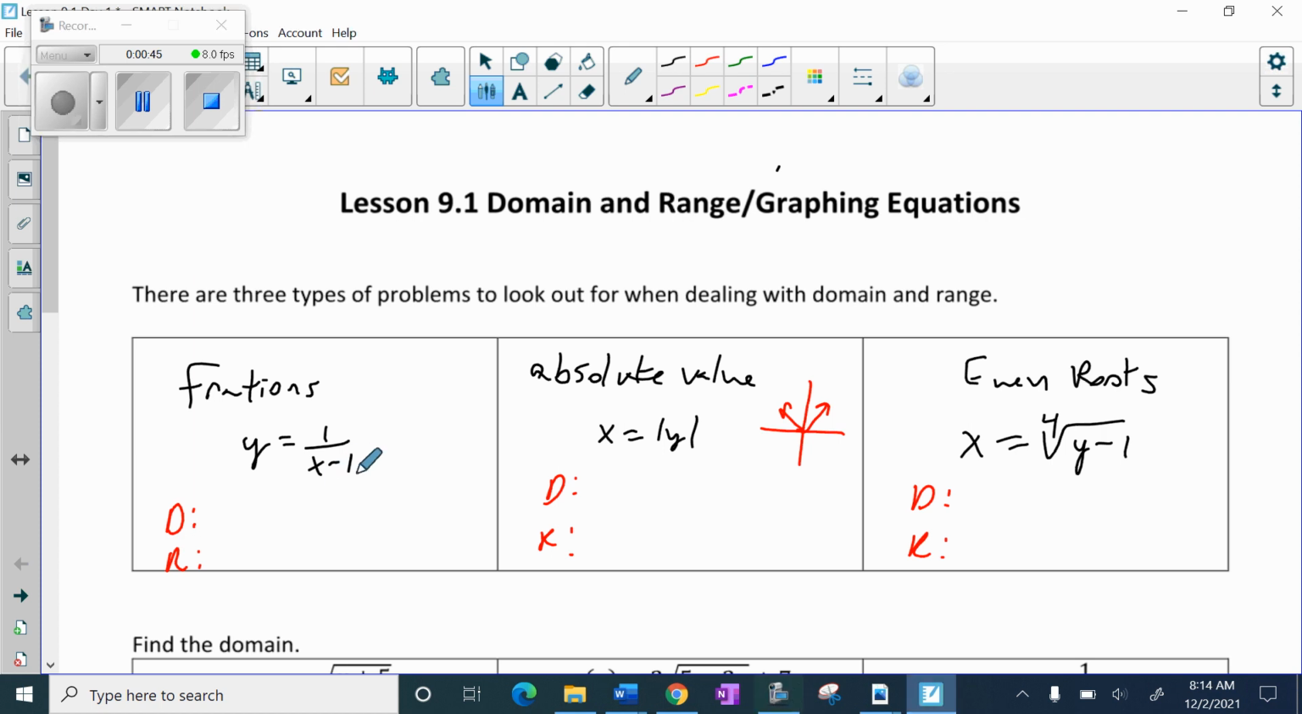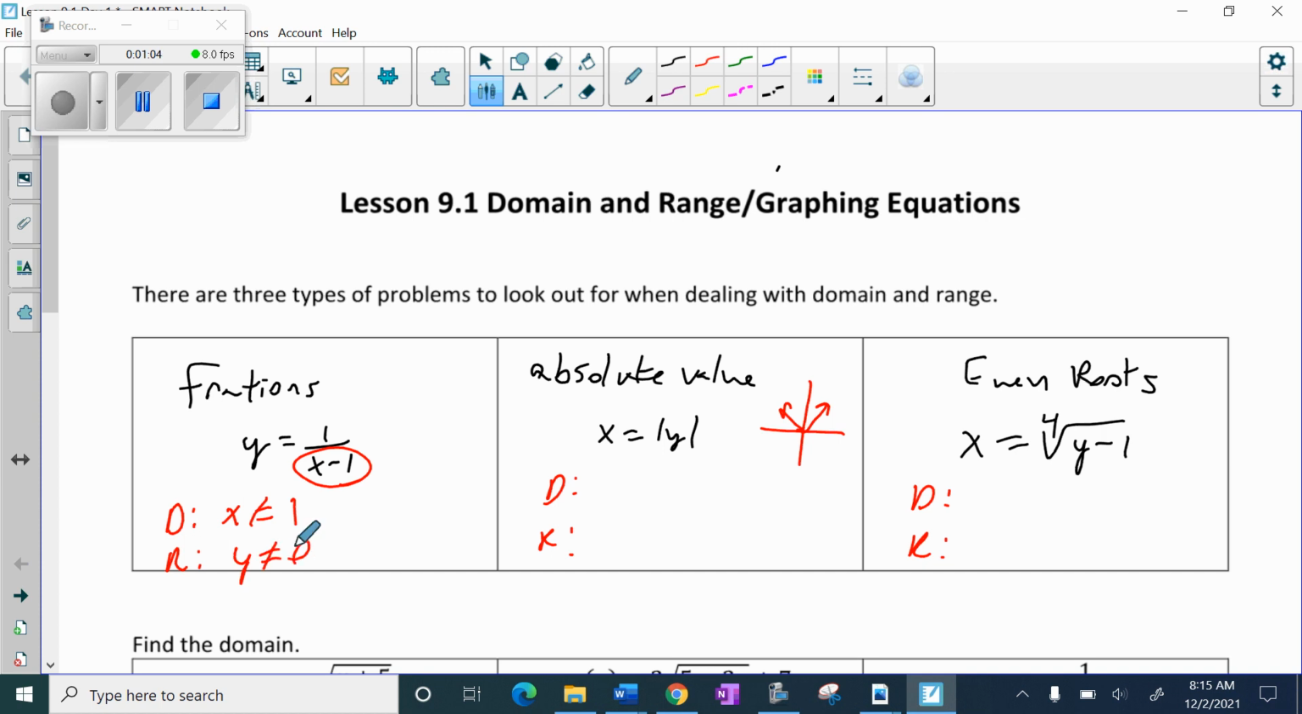If you'll remember, we can't have a 0 in the denominator. So x could not equal 1. And then we did the yucky interval notation there. And then the range, y cannot equal 0.